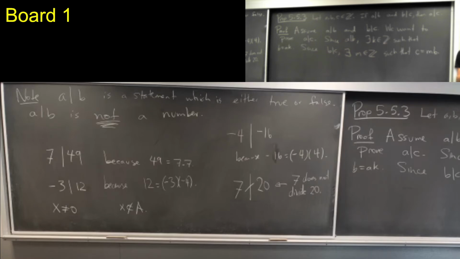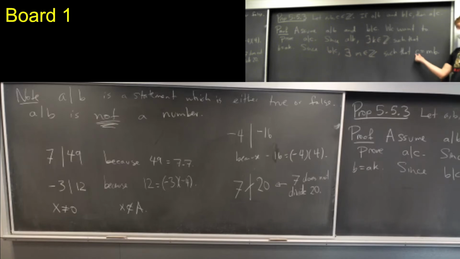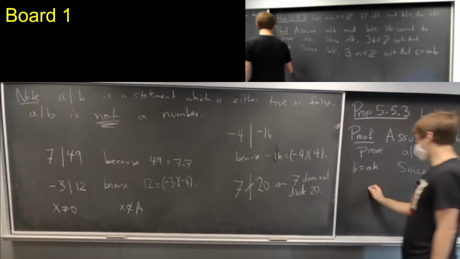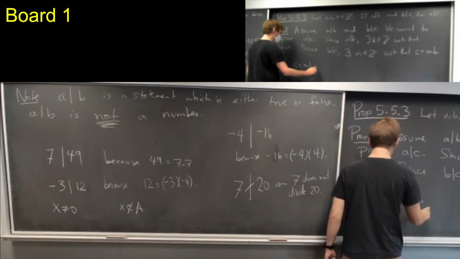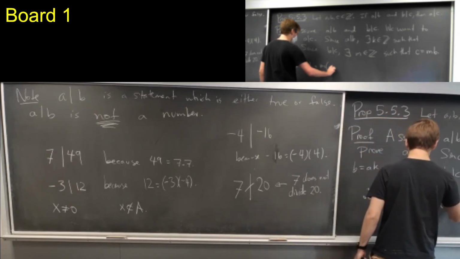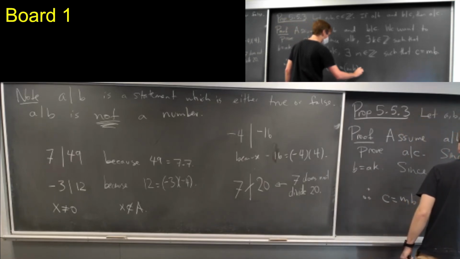Any thoughts about what I should do with this? In the end, I want to show that c is a multiple of a. We have something involving c: c is m times b, right? And I know that b is a times k. I can substitute in. Therefore, c, which is m times b, is also equal to m times ak, which is mk times a.